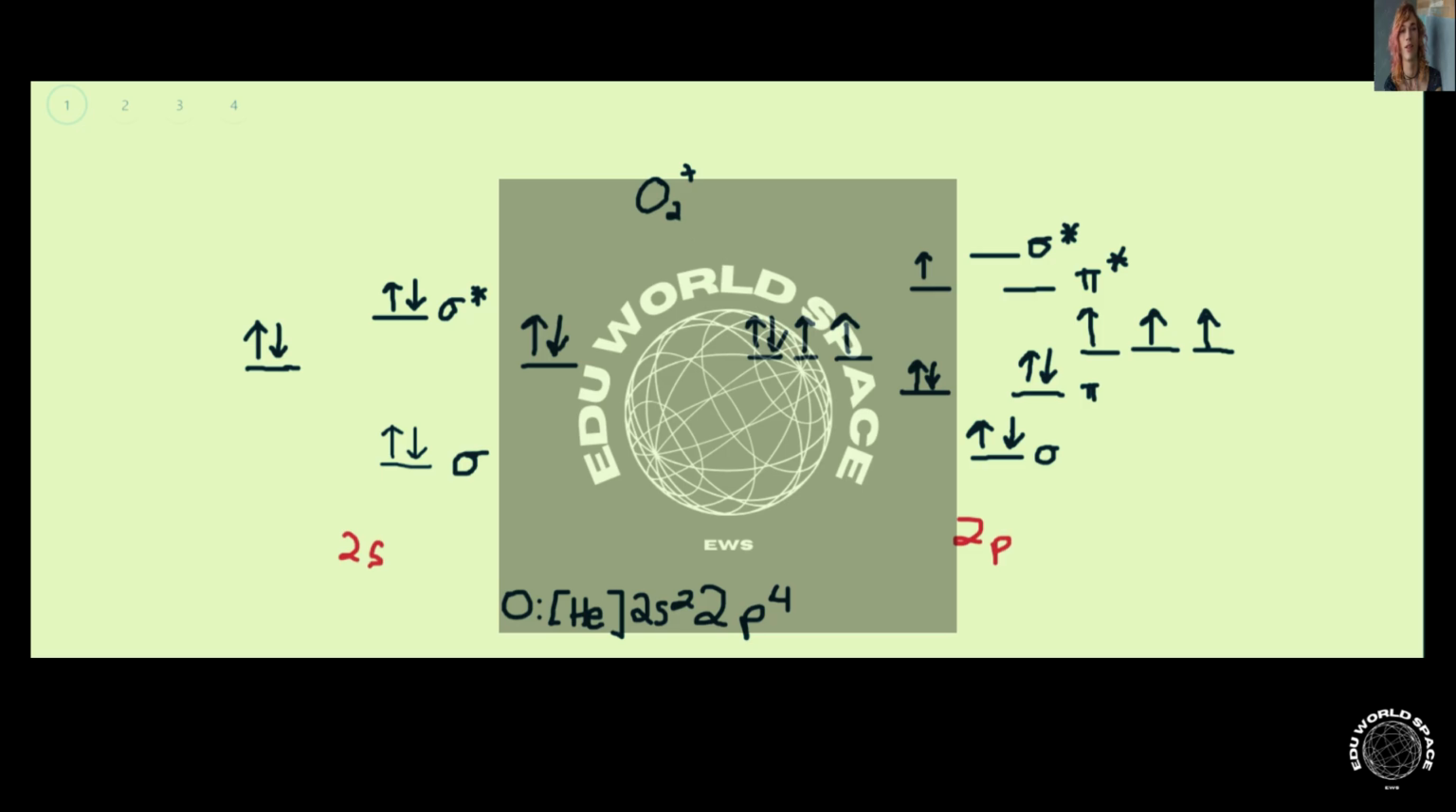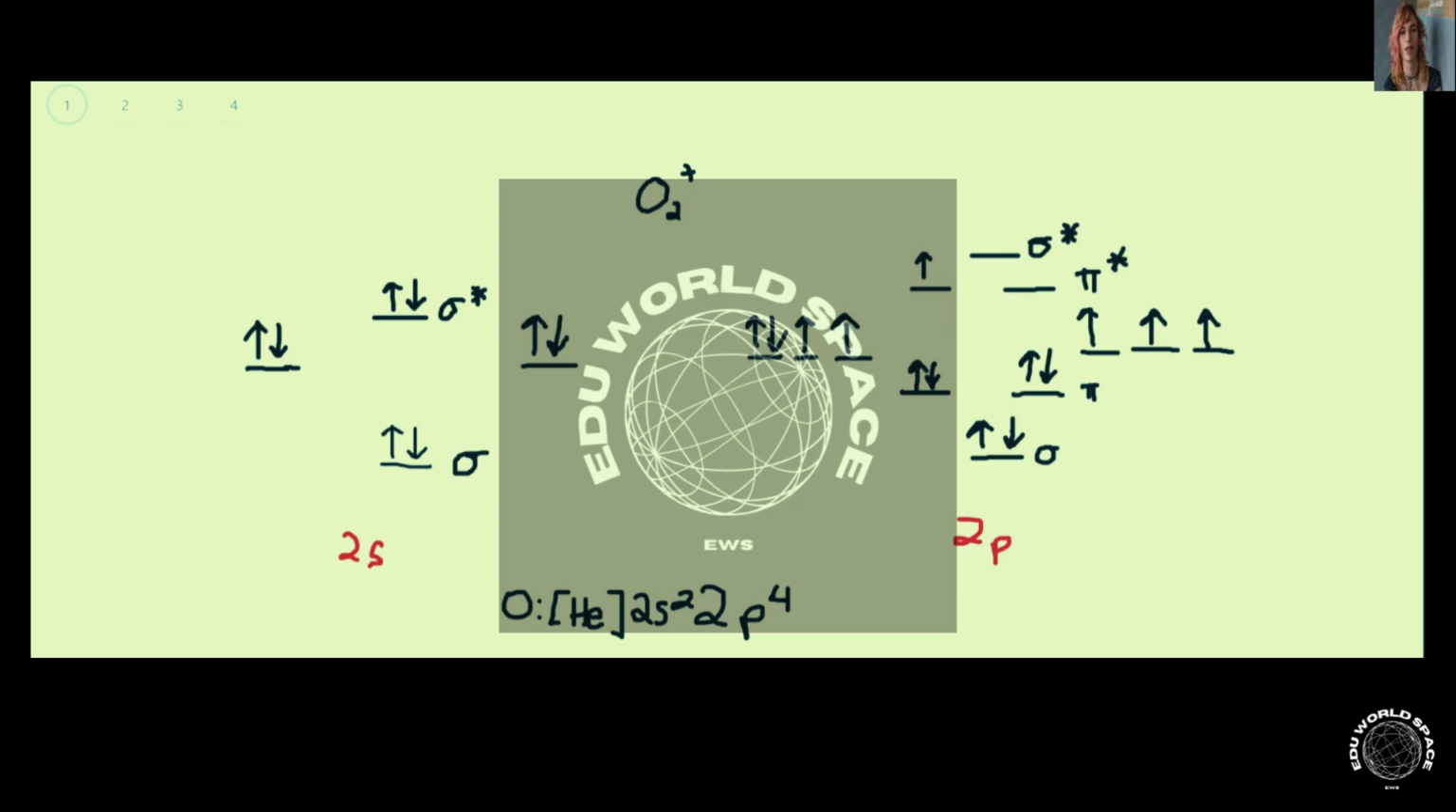Now here's our 2p orbital. We have our oxygen configuration here. This is a standard oxygen configuration. Now this is O2 plus, so that means one of our oxygens is going to be positively charged, it's going to lose one electron, so that's going to be on the right over here.